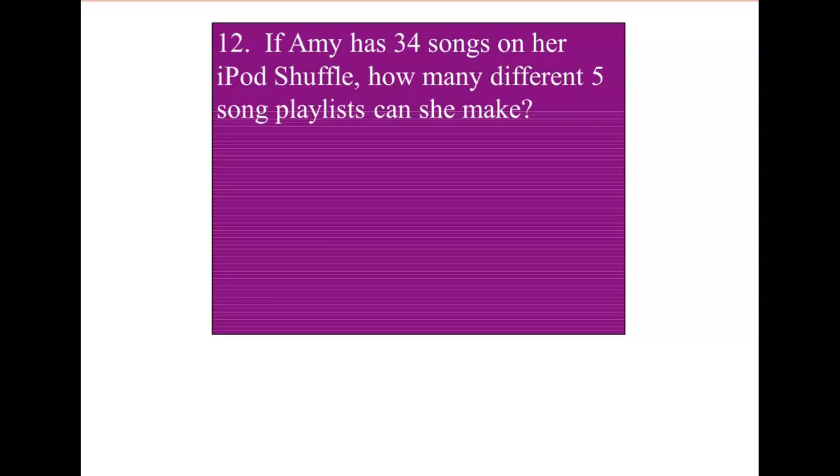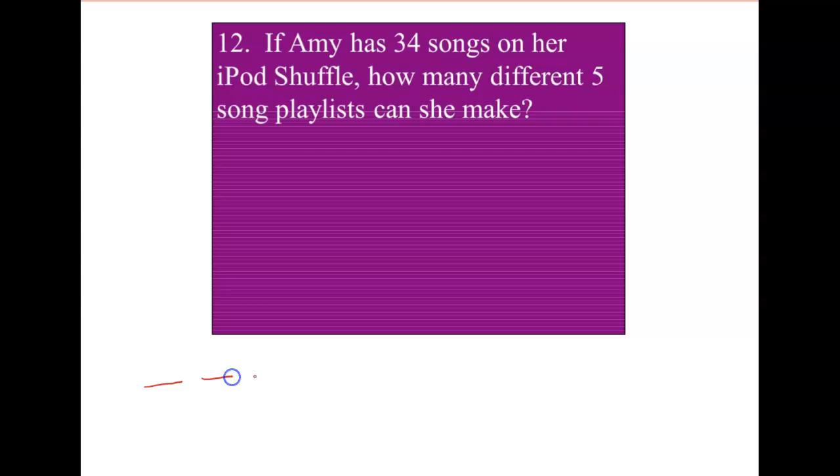So for this last question, this was when the iPods first came out, and in the iPods they didn't have the random shuffling. So when you made a list of songs in an iPod when they first came out, it would shuffle them. And so Mr. Bonamy wrote this problem. Amy is his wife. So Amy had 34 songs on her iPod shuffle. How many different 5-song playlists can she make? And if Amy changed the order, that was important.